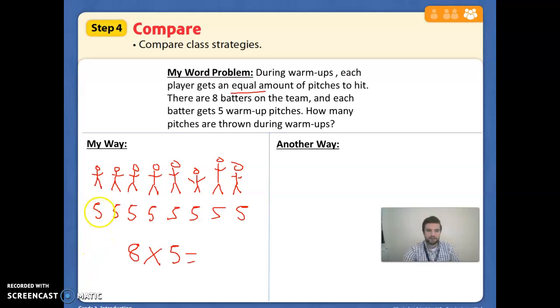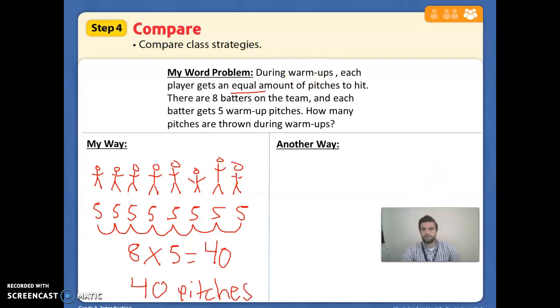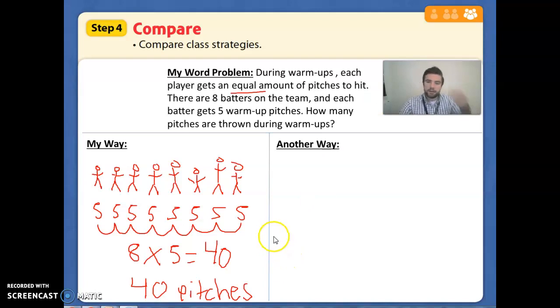I would skip count by 5s 8 different times to represent the 5 pitches that each batter gets. So 5, 10, 15, 20, 25, 30, 35, 40. Guess what? 40 pitches. Remember, we always got to label our answer. 40 pitches were thrown. So that's not the only way to do it, but I love skip counting by 5s. Let me show you another quick way that we can do this same problem.